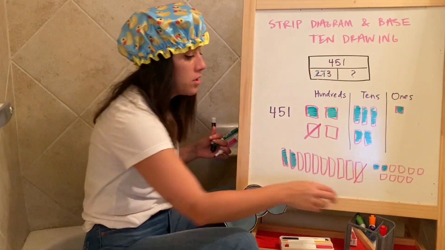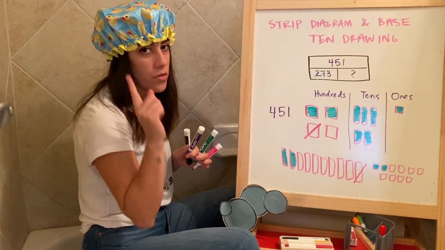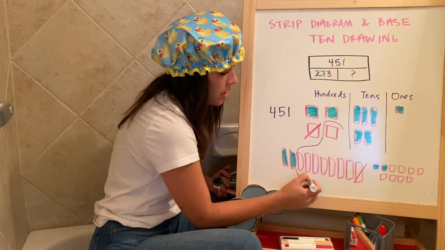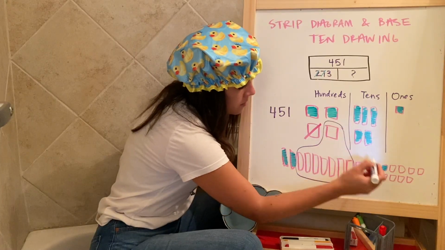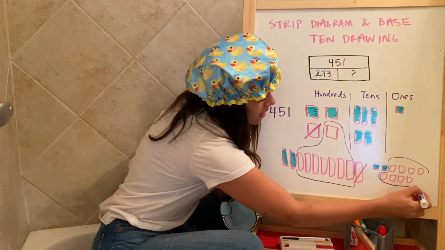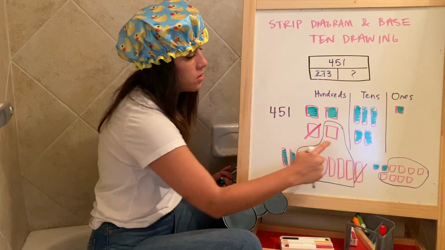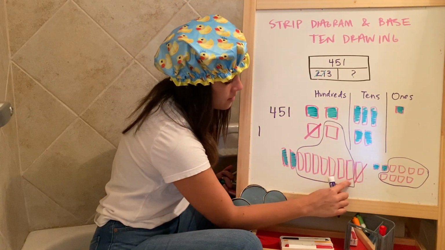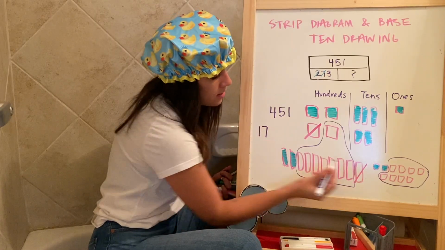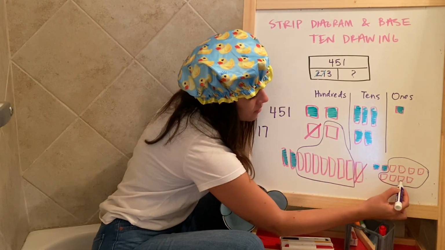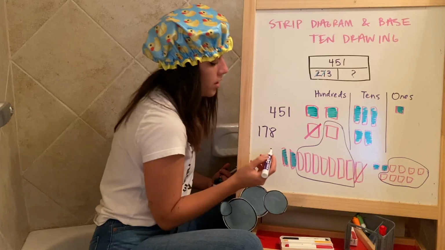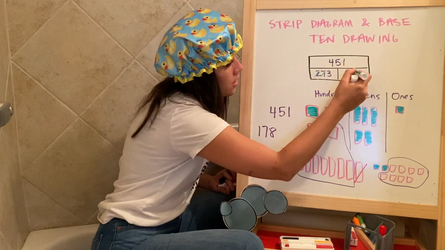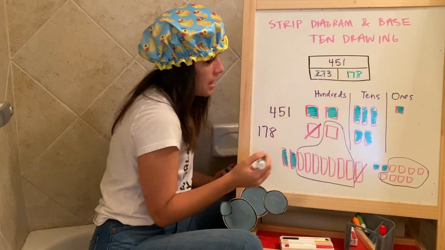I can totally choose a different color just for you to see visually, but I'm going to circle what I have left, right? These are the items that I need to count to give me the correct answer. So I have 1 in the hundreds, okay? 1, 2, 3, 4, 5, 6, 7 in the tens. And then 1, 2, 3, 4, 5, 6, 7, 8 in the ones. My answer now in my strip diagram is 178.